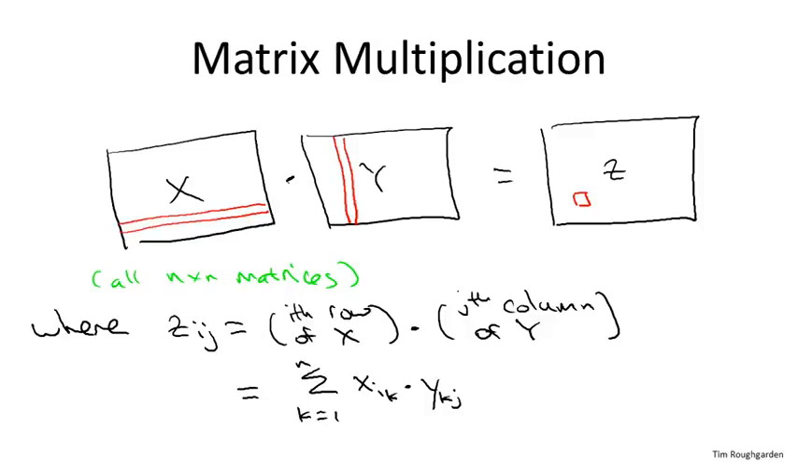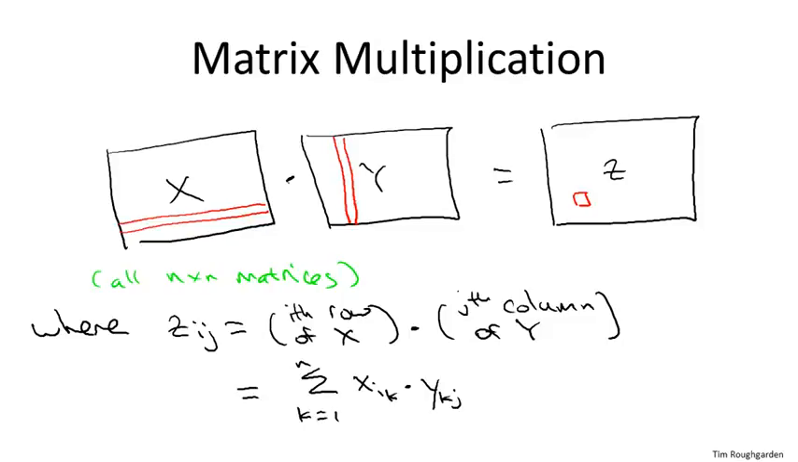So ultimately, the Zij entry boils down to a sum over n things, where each of the constituent products is just the Xik entry, the ik entry of the matrix X, with the Ykj entry, the kj entry of the matrix Y, where here k is ranging from 1 to n. So that's how Zij is defined for a given pair of indices i and j.